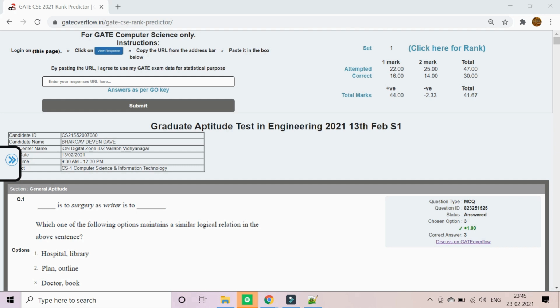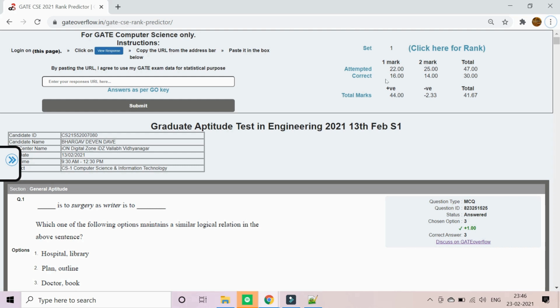Attempted. These are the number of attempted questions, 1 mark and 2 marks. In GATE we have 30 1-mark questions and 35 2-mark questions. So 22 1-mark questions were attempted out of 30 and 25 2-mark questions were attempted out of 35. So total 47 questions were attempted.